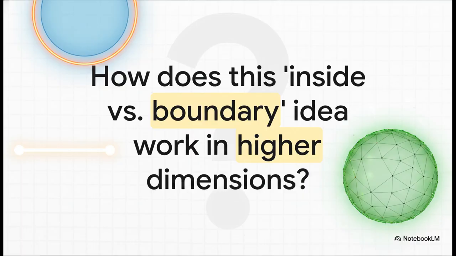A line is pretty simple, right? It's one-dimensional. Its boundary is just 2 points. But what happens when we level up? What's the boundary of a 2D area, like a piece of paper? Well, it's a closed loop. And the boundary of a 3D volume, like a ball, it's a whole 2D surface. So how does this whole inside versus boundary idea work then?